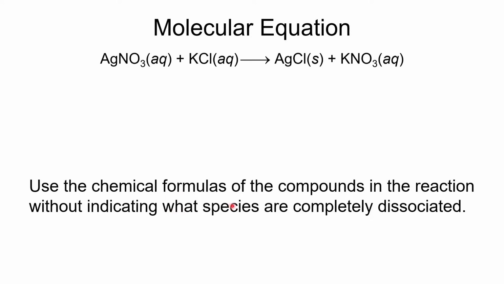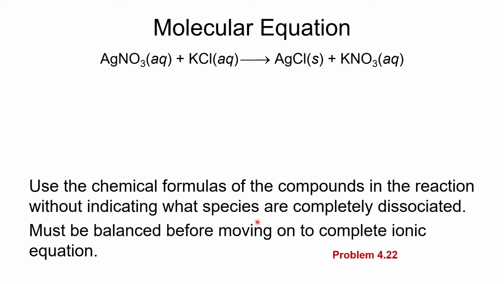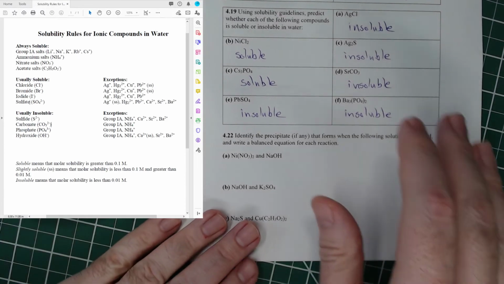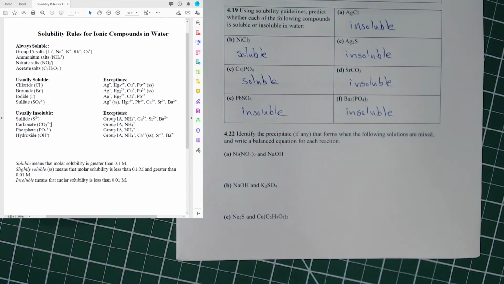So you simply use the chemical formulas to indicate what species are completely dissociated. You absolutely, positively have to have a balanced equation before you can move on. So we're going to look at problem number 22. And like what we did a few minutes ago, I'm going to go to that split screen. All right, when we look at 22, that way we have our solubility rules available to us.